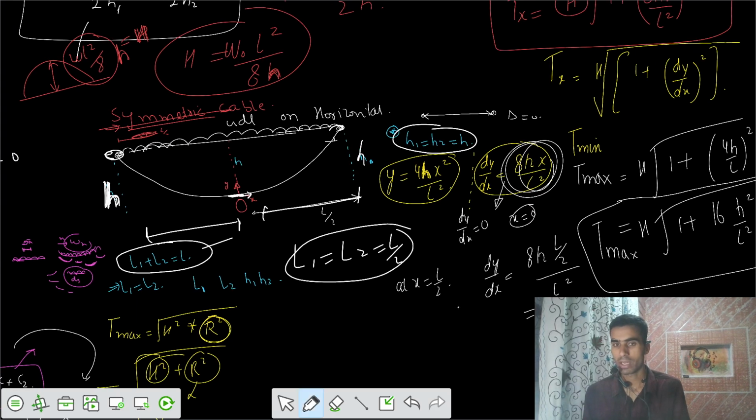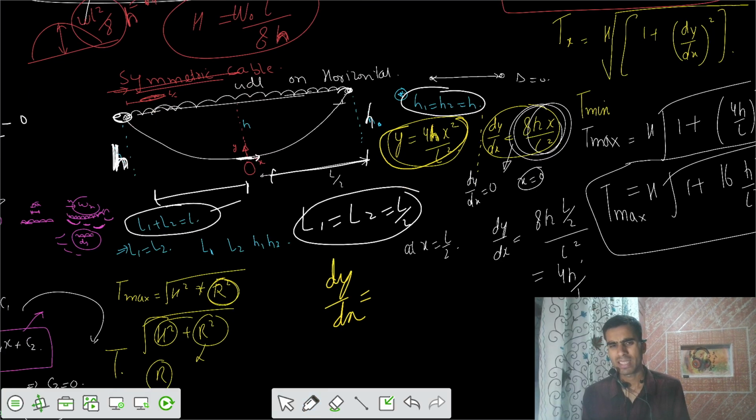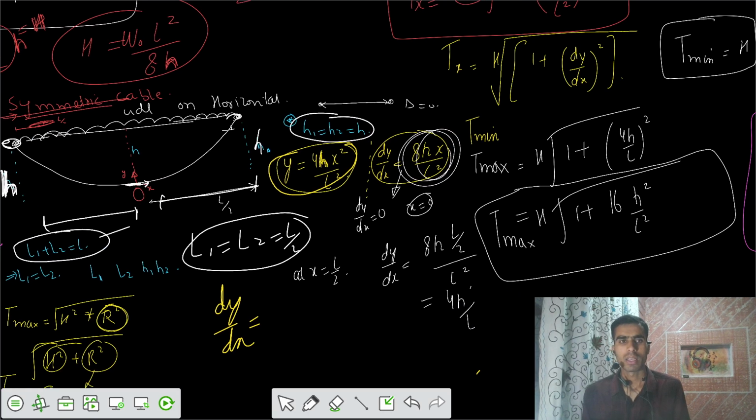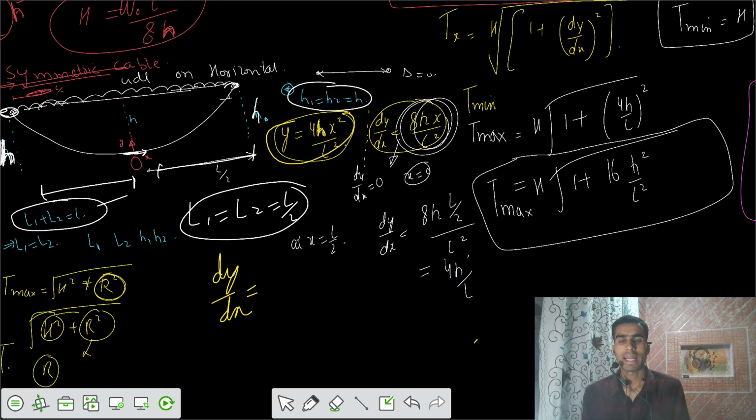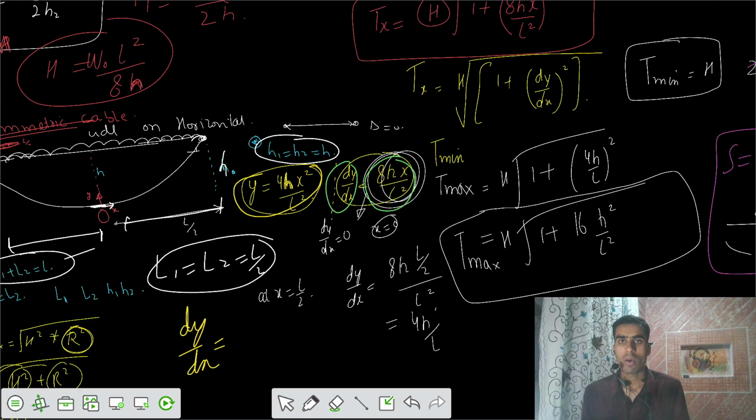Then we have the standard equation of a parabola, y equals 4hx² by L². If I differentiate this y, I get dy by dx, the slope of the cable, the parabola. So that is 8hx by L².